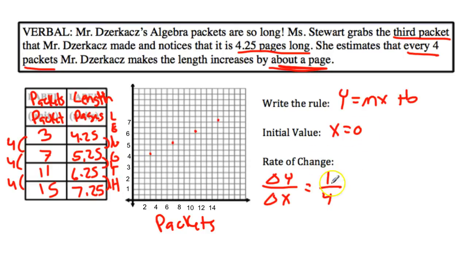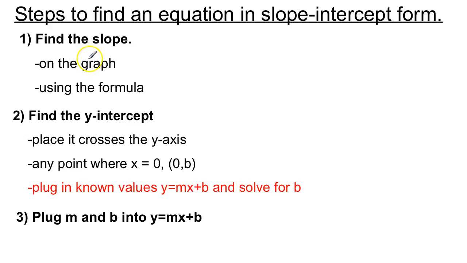So I've got my m now. This is m equals 1 over 4. I don't know my initial value yet. That's what I want to find next. Let's look at what we did last time.